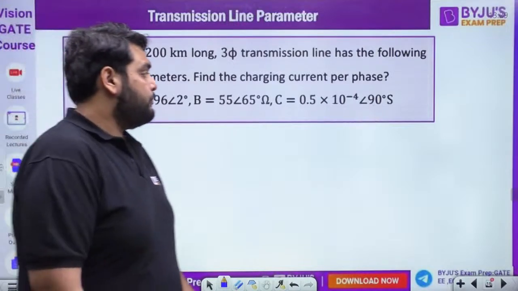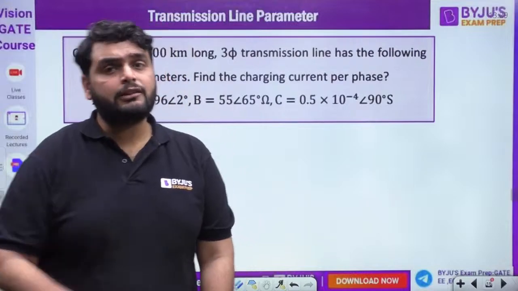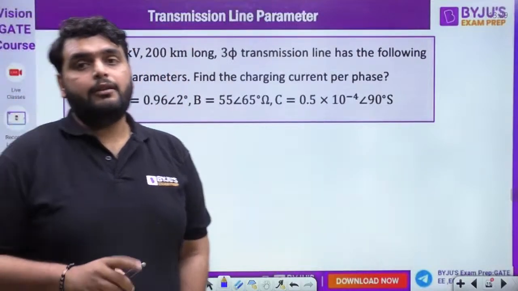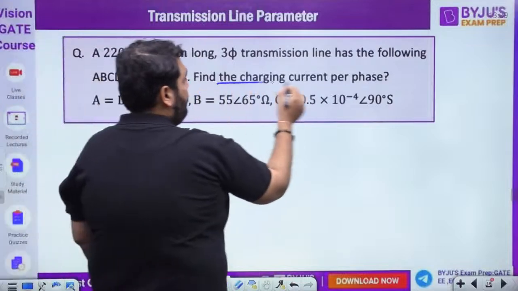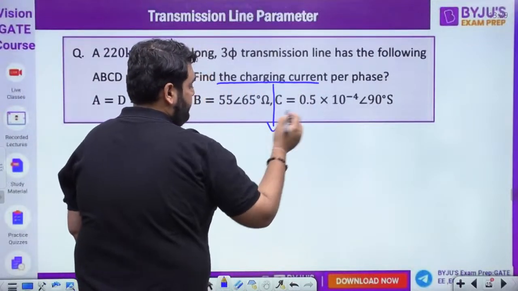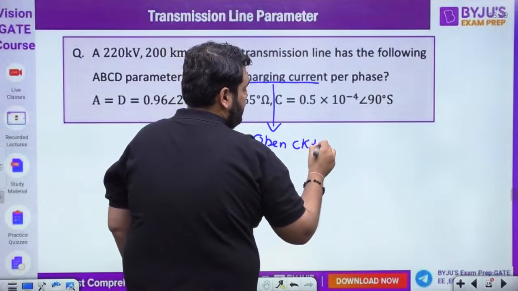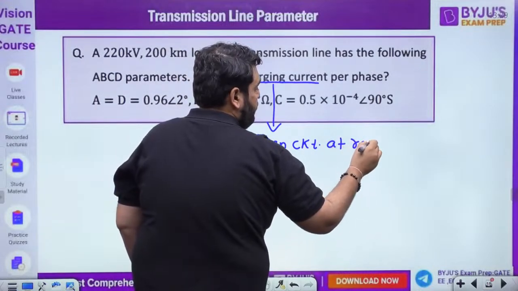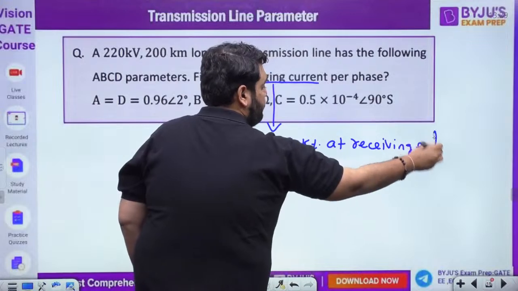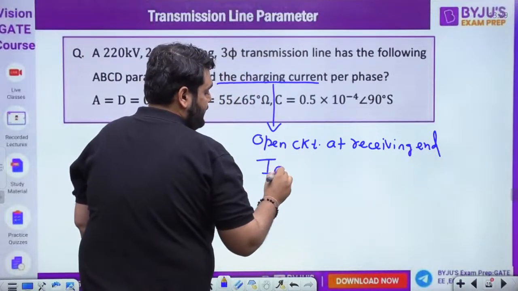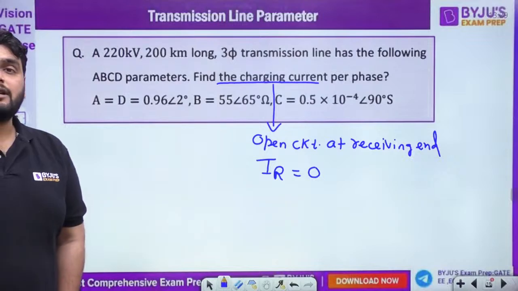Think about it. If you remember the formula, you can use the formula directly. Otherwise, I will tell you, it's just 30 seconds to get the formula. When you talk about a charging current, always remember that we have an open circuit at the receiving end. This is important. It means that IR is 0.